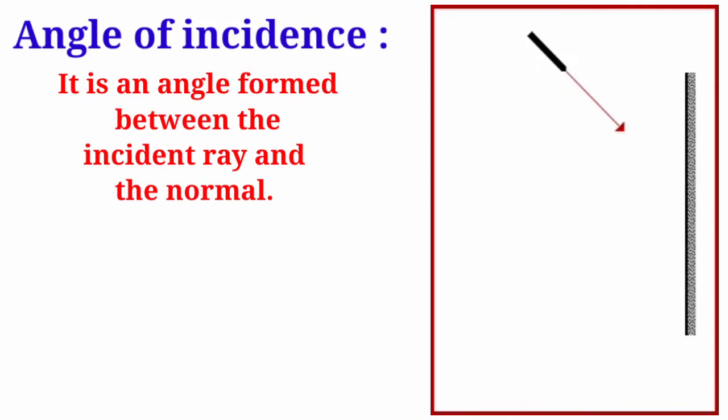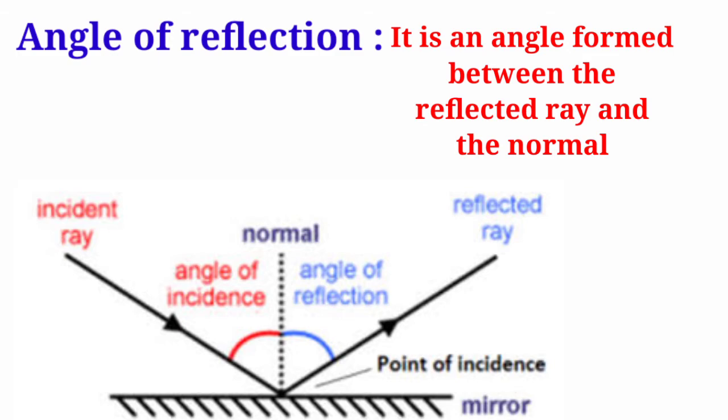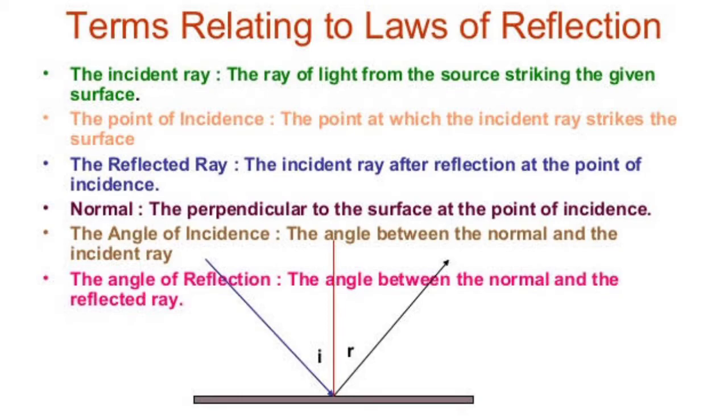Angle of incidence, that is also represented by angle I, is the angle formed between the incident ray and the normal. Angle of reflection, that is represented by angle R, is the angle formed between the reflected ray and the normal. So if you understand these terms, now we understand the laws of reflection.